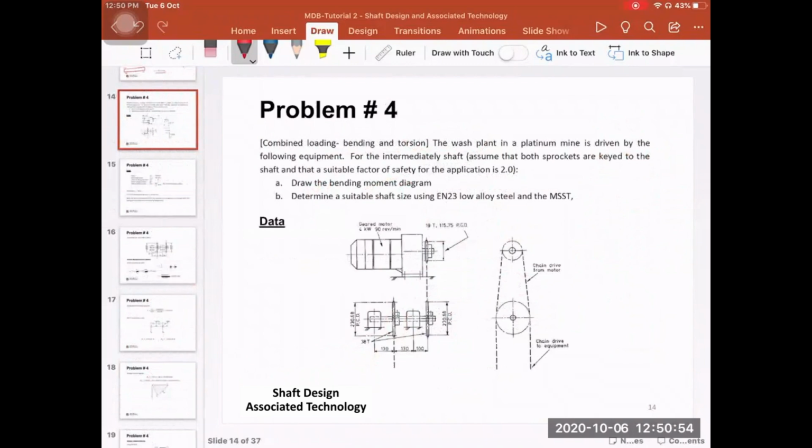So problem number 4 here. We have seen one problem where we had only bending, and another problem where we had torsion, but now we have combined loads or combined stresses. We have both bending and torsion at the same time. So we have the wash plant in a platinum mine, which is driven by the following equipment. So we have an equipment here.